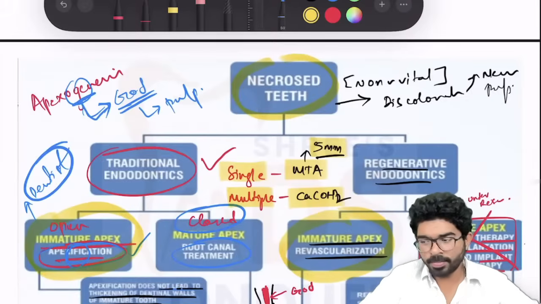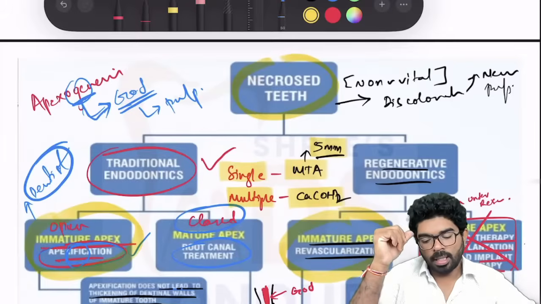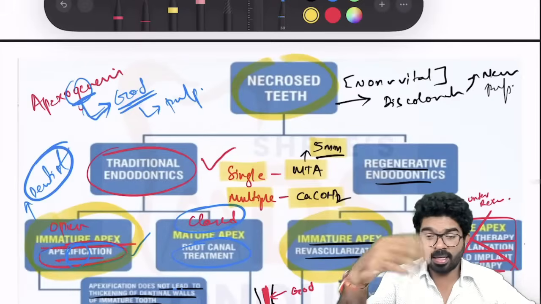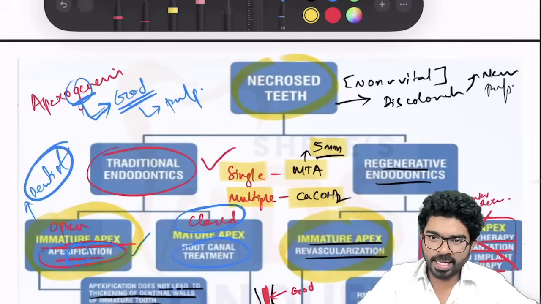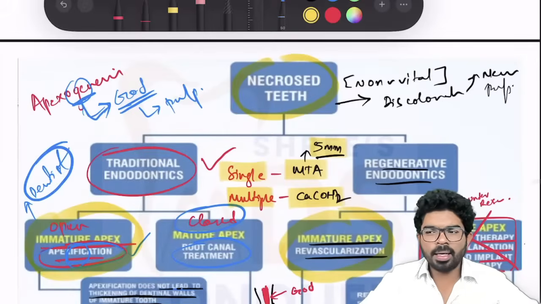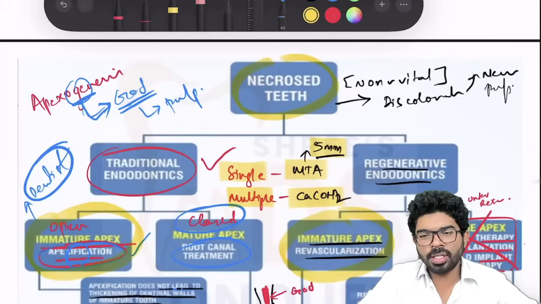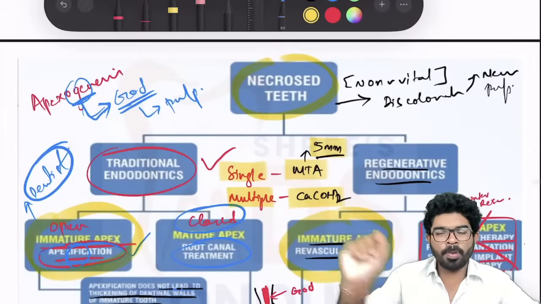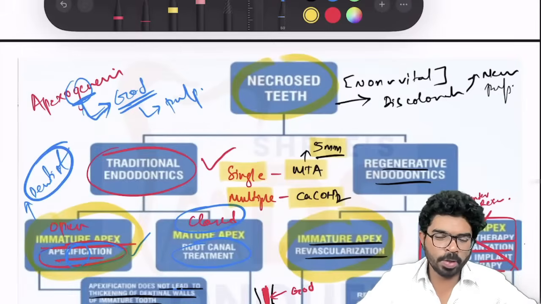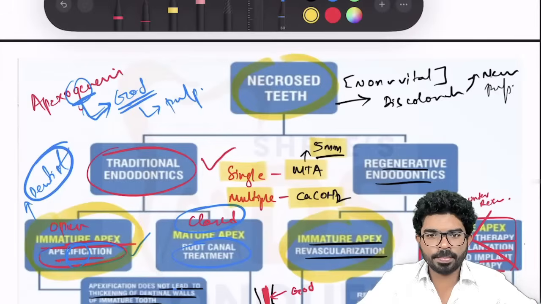Okay, one more question for you. Age of kid is 8 years. And there is a recent trauma. There is a fracture of enamel, dentin, exposing the pulp. Pinpoint exposure of the pulp with an open apex case. What is your treatment?